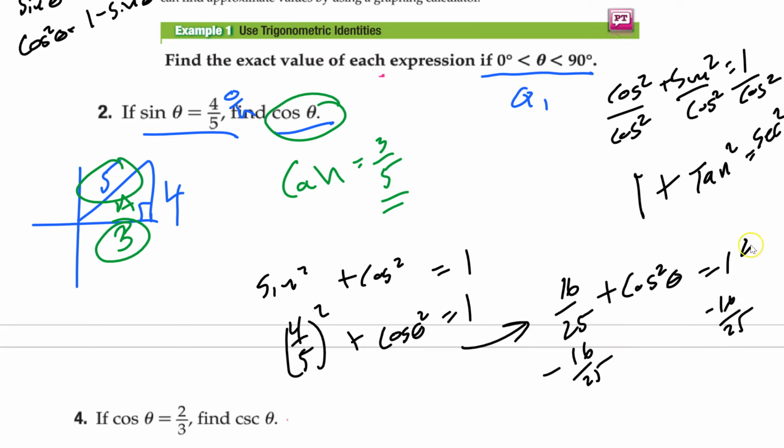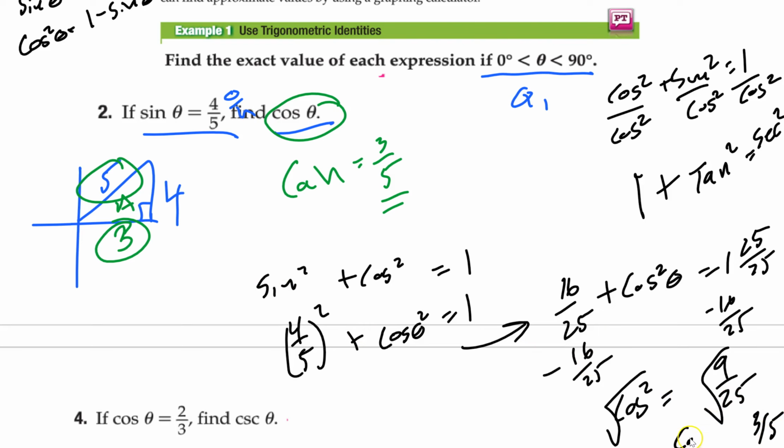1 minus that, common denominator, 25 over 25. So I get 9 over 25. And then square root it. Square root of 9 is 3. Square root of 25 is 5. And again, quadrant 1, so positive. So that's the way to do it using the trig identities.